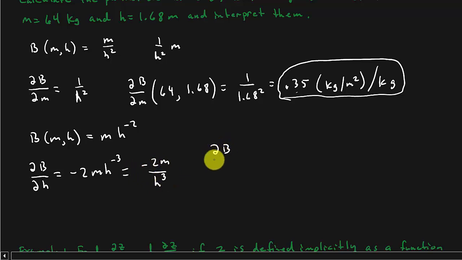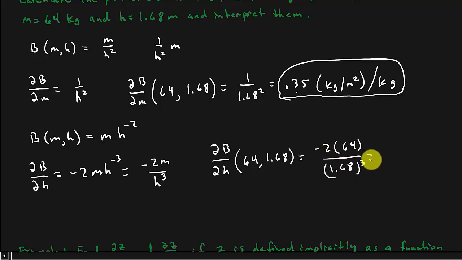And then if I take the partial and evaluate it at 64, 1.68, that's going to give me -2 times 64 over 1.68 cubed. And that gives me an answer of about -27 kilograms per meter squared. I hope I got all that on the screen. I think I did. So this is what they were wanting us to find here.